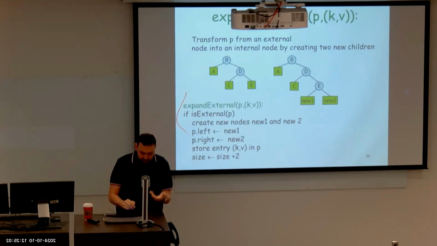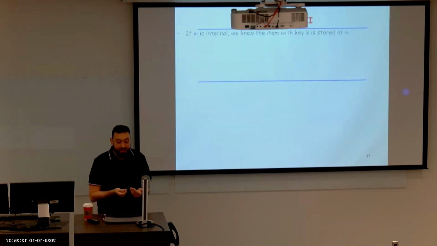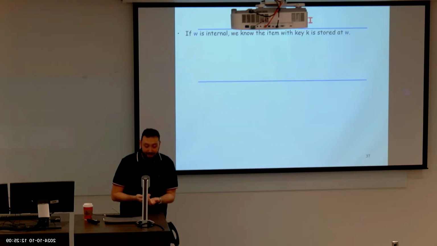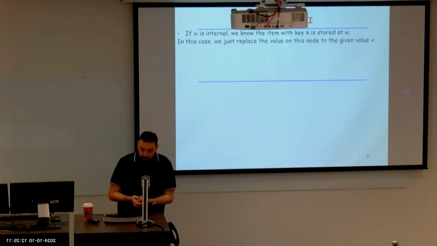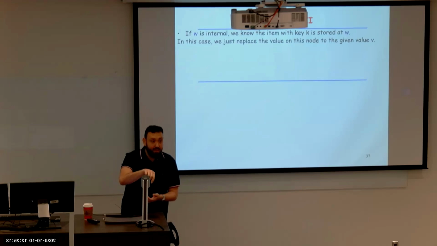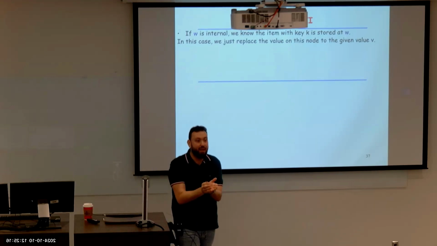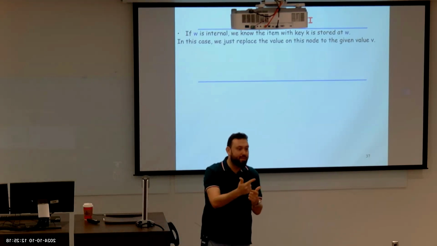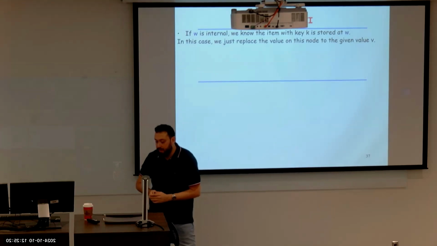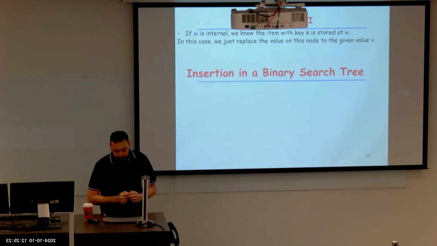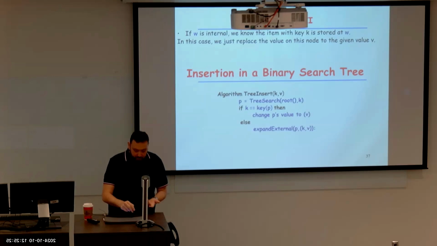So this is from the previous slides. We already explained these. Now, insertion in case 2, what will happen? We will find it. So if I find this key, what will happen? I'll just replace it. I will update the value of it. Very good. So again, this is the algorithm, and it's based on the expand external. What else?